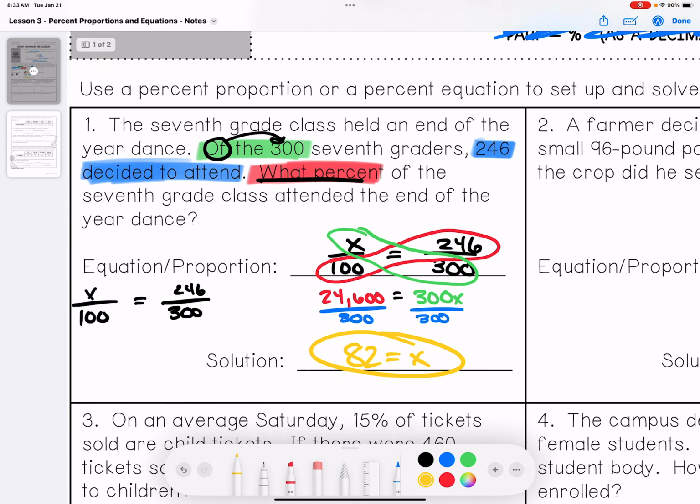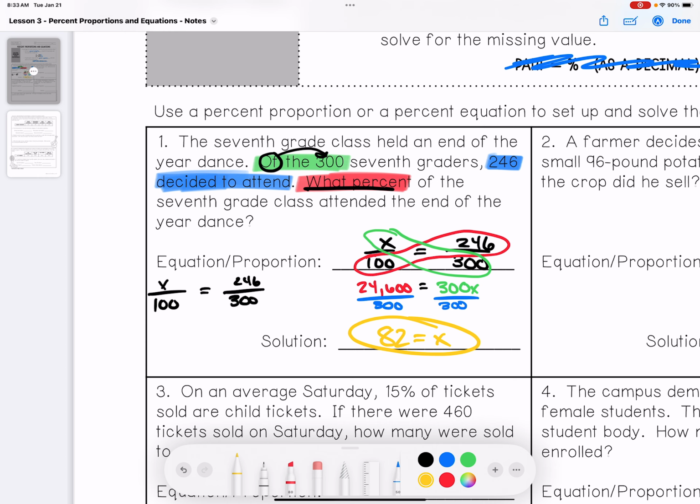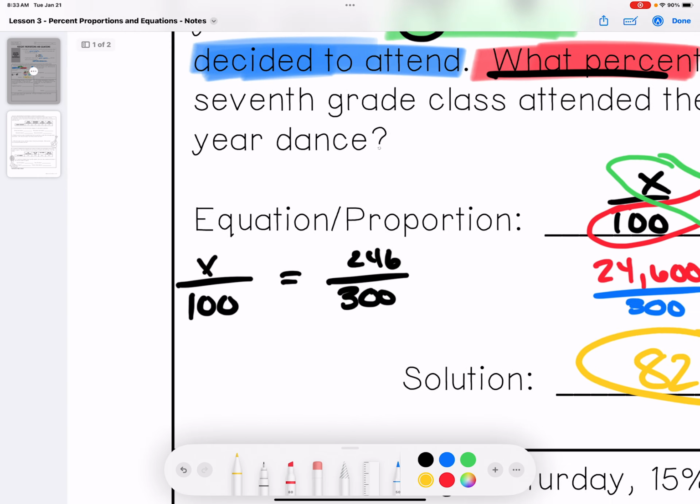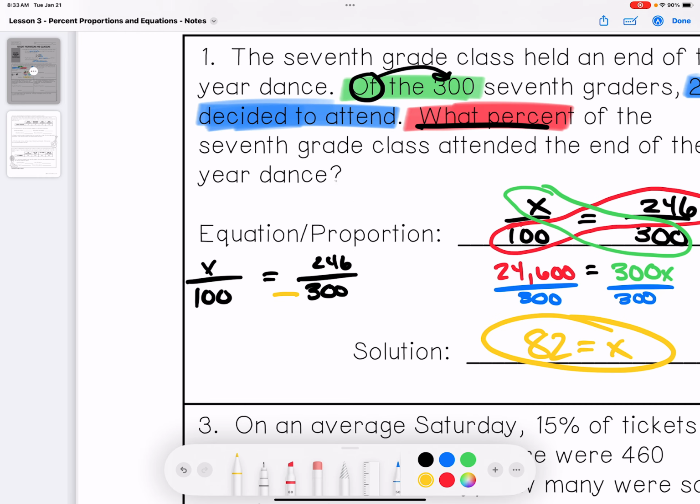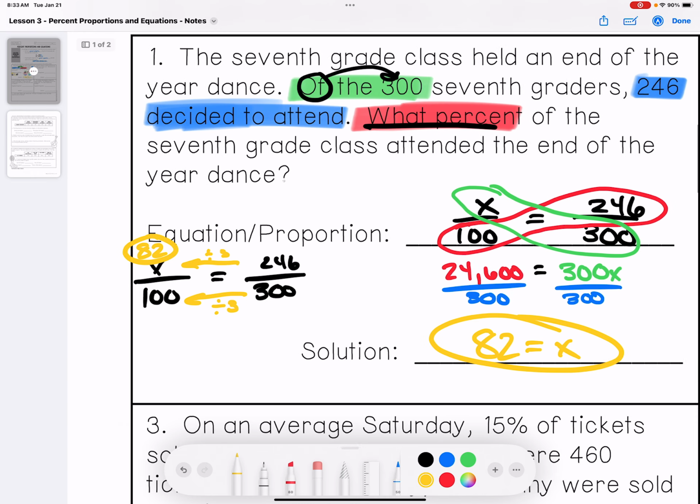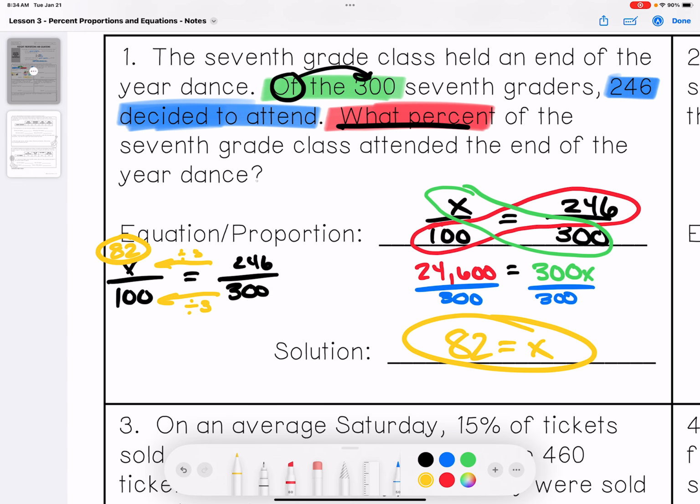Now, over here on the other one, how did we go from 300 down to 100? We divided by 3. So how do we go from 246 down to x? We divide by 3. 246 divided by 3 is, you guessed it, 82. So whichever one of those you like, that's the one you write down, as long as you know what you're doing.